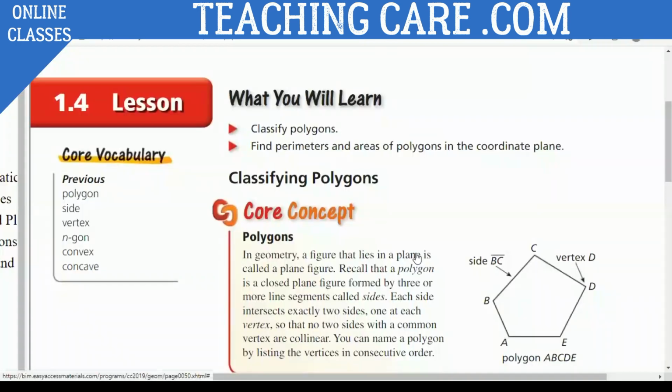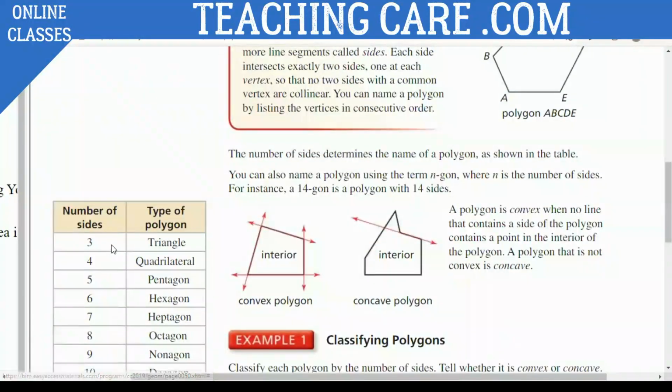See, any closed figure, you call it a polygon. The main condition for a polygon is that you are not allowed curves, because a circle is not a polygon. A three-sided polygon is first; it always starts with three or more line segments. A polygon is a figure joined with three or more sides, straight lines. No curves are allowed.